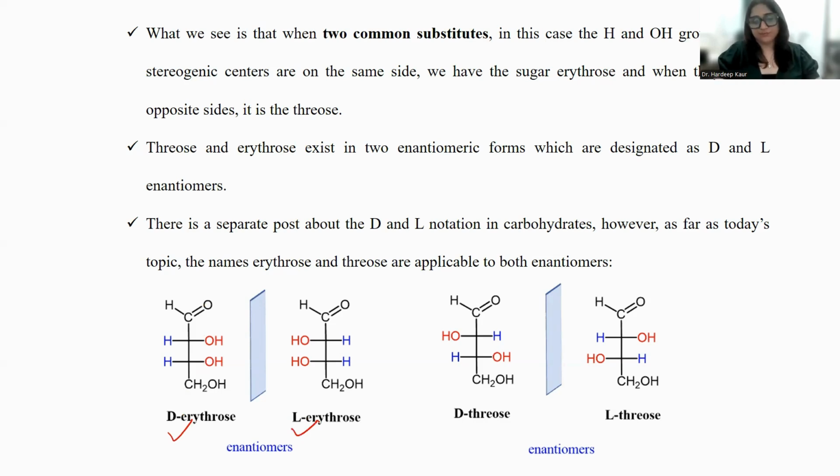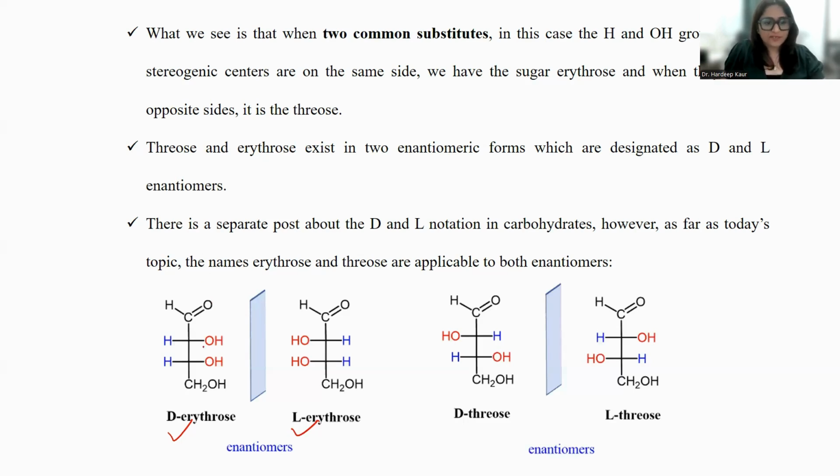Why is it so? Here, there is a separate DL notation. There is another video I have already uploaded. You can check what are D and L notation in carbohydrates. Today in this topic, we just name the threo and erythro, which are applicable to both enantiomers.